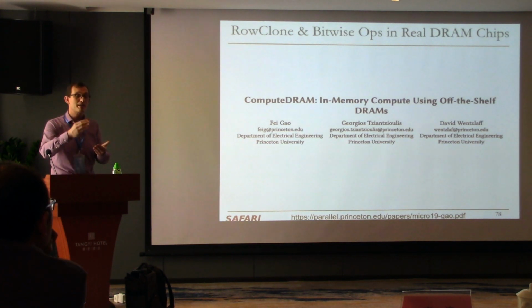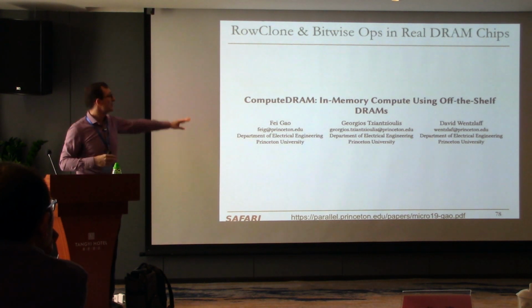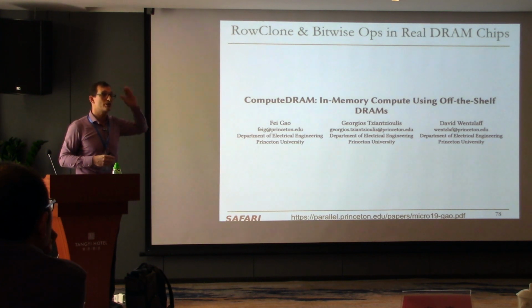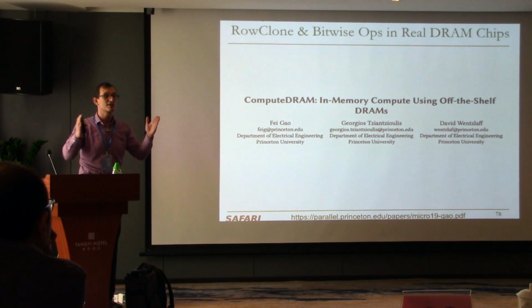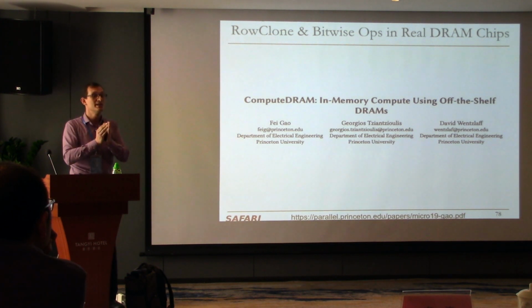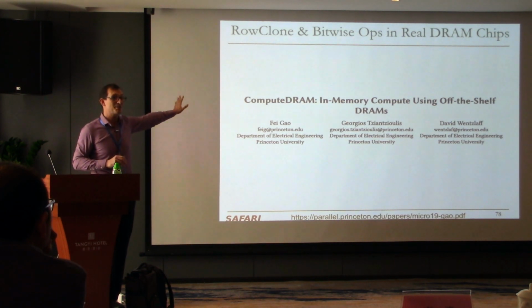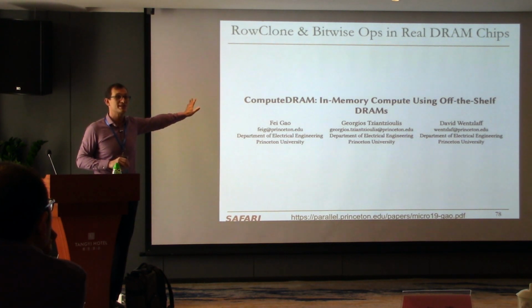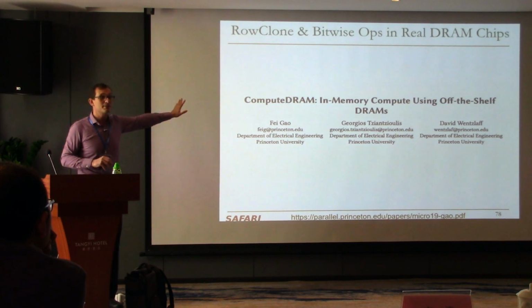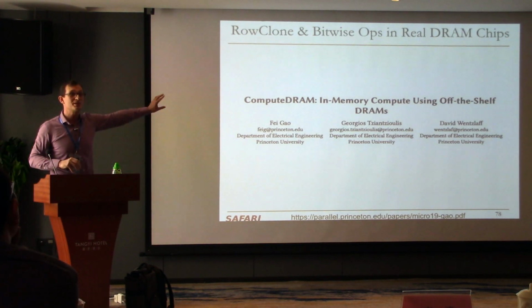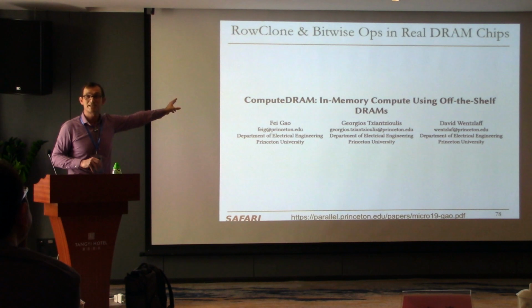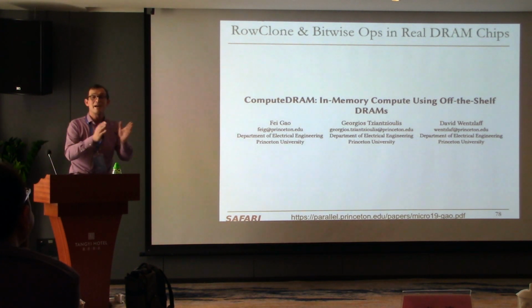They modified the timing parameters in DRAM such that they could get RowClone to operate. So RowClone requires two consecutive activates. So if you reduce the timing parameter between two activates, you can actually do RowClone in existing DRAM chips. And they showed that you could actually do RowClone in existing DRAM chips. They also showed that in a limited subset of the DRAM chips, you could actually do bitwise AND and OR, just like we predicted, by changing the timing parameters.